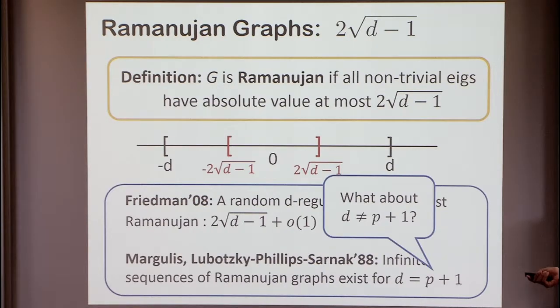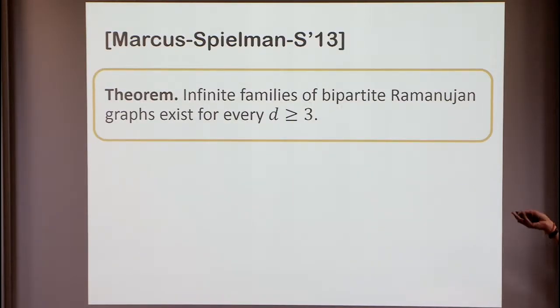So what I'm going to tell you about today is a resolution of this question in the bipartite case. The main theorem is this theorem with Marcus and Spielman. It says that when d is greater than or equal to 3, there's an infinite family of bipartite Ramanujan graphs. Bipartite means it has trivial eigenvalues of d and minus d. And the theorem states that for every d, there's an infinite sequence where the other eigenvalues are at most 2 square root of d minus 1.